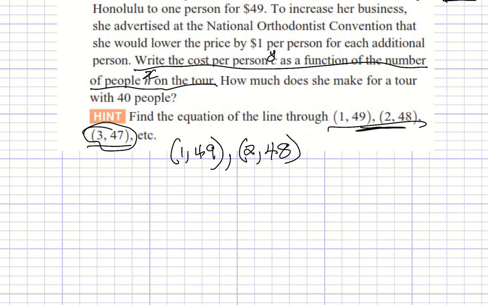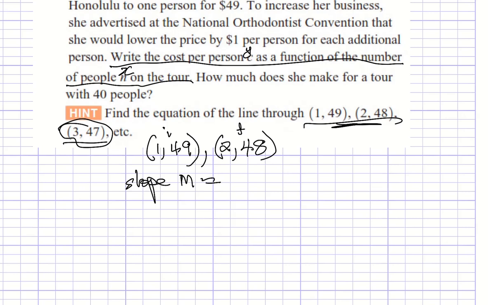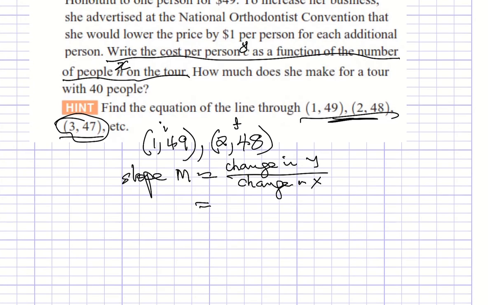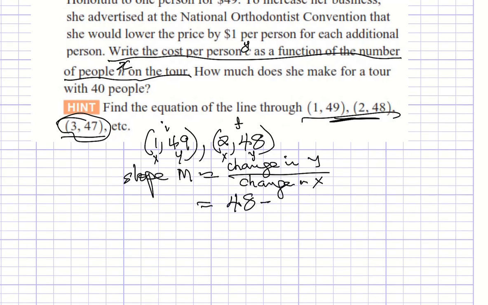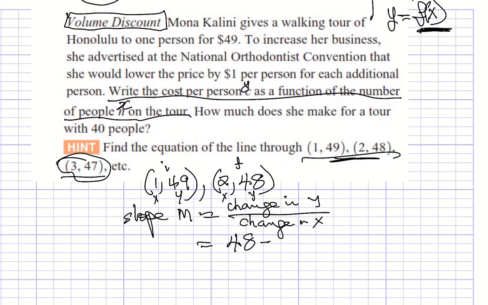We'll find the slope first. Slope m is equal to change in y over change in x. This is x, this is y. So change in y is 48 minus 49. Even if the second one is smaller, it doesn't matter. Everything will work out fine. And then 2 minus 1.